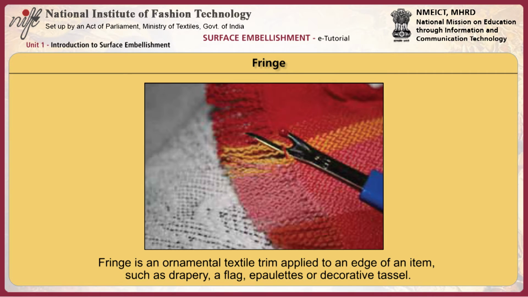Fringe is an ornamental textile trim applied to an edge of an item, such as drapery, a flag, epaulets or decorative tassel. Fringe originates in the ends of the warp, projecting beyond the woven fabric. In this way, a cut piece of fabric would not require hemming in order to achieve an edge, which would not unravel. Several strands of weft threads would be removed and the warp threads would remain.